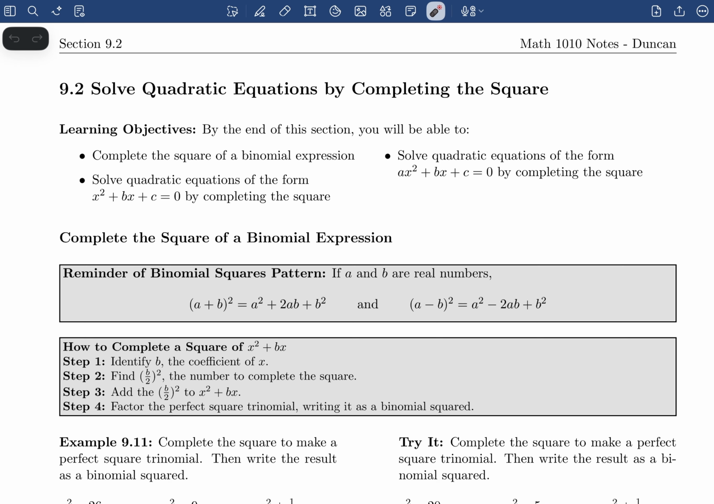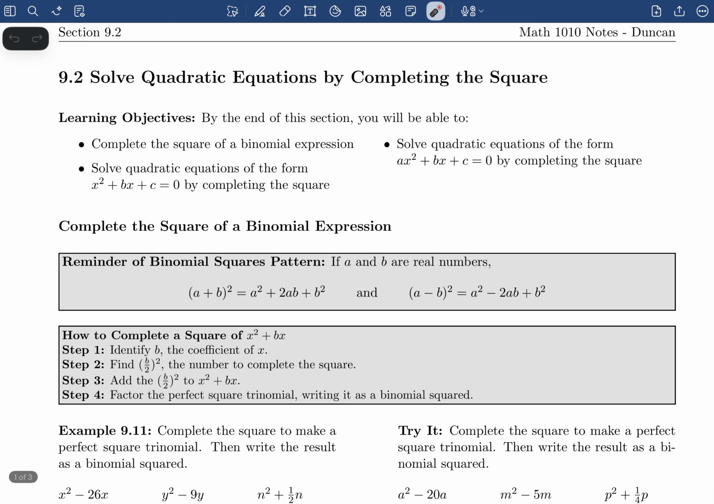And you have been working on solving quadratic equations. Back in chapter 6, you learned how to solve quadratic equations by factoring. Now, in the last lesson, 9.1, you learned how to solve quadratic equations using the square root property. And today, we're going to learn how to solve quadratic equations by completing the square.